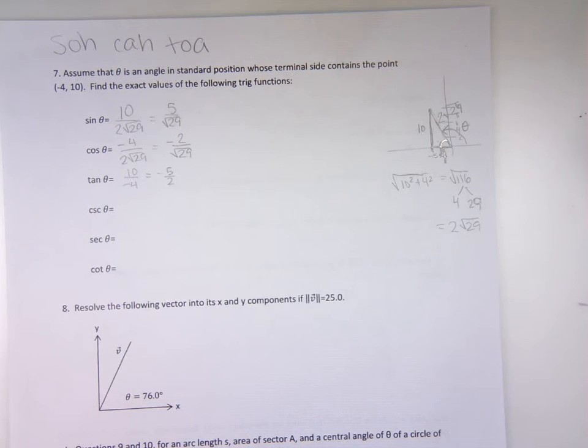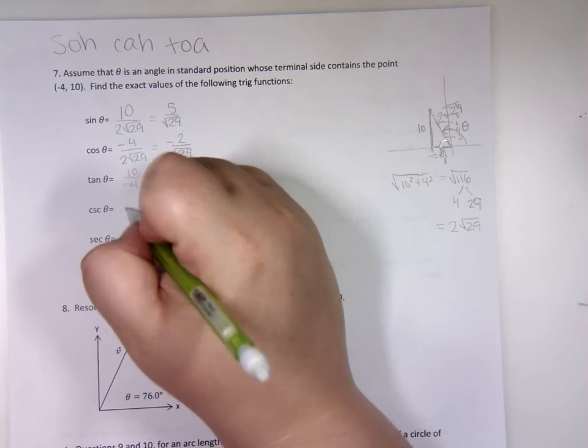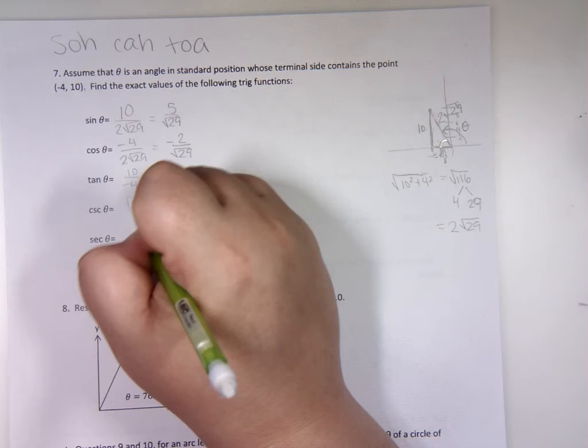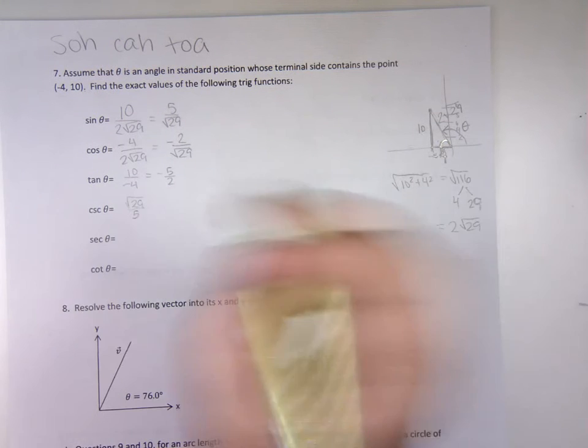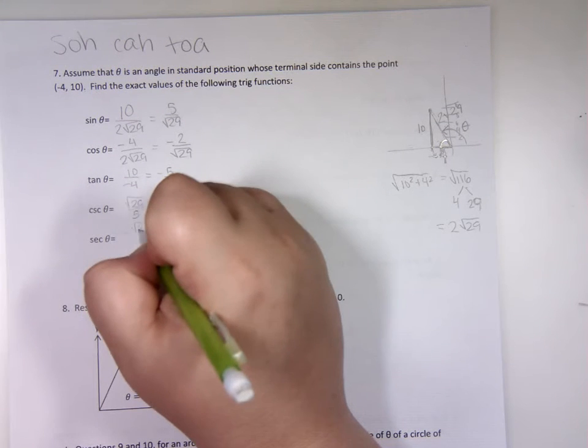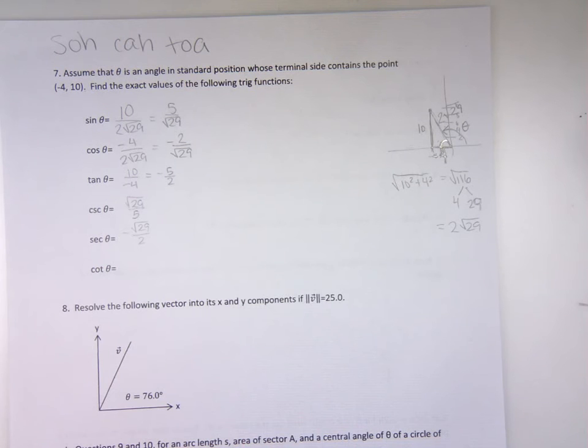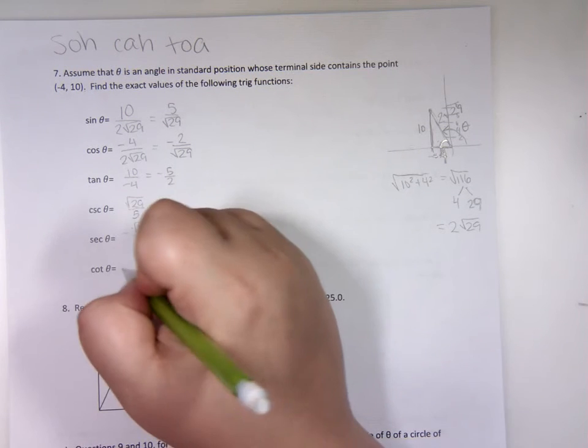And then the rest are just reciprocals. So cosecant of theta is the reciprocal of sine, so that's root 29 over 5. Secant is the reciprocal of cosine, so that's negative root 29 over 2. And cotan is the reciprocal of tan, so that's going to be negative 2/5.